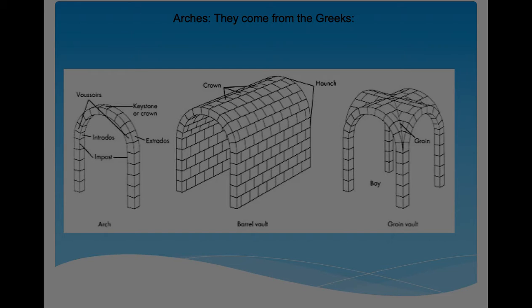So, just like we did with Greek columns, it's important to know the sections of these Roman arches, which is a lot easier to memorize than the Greek columns because there are just a few things that you need to know. And some of these things are just so common-sense obvious. Like, oh yeah, that's what that is.